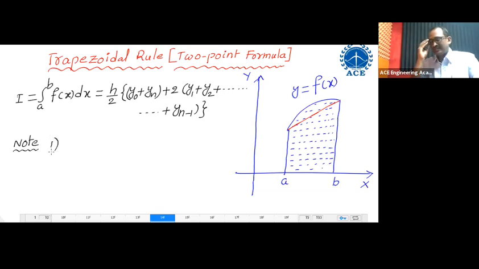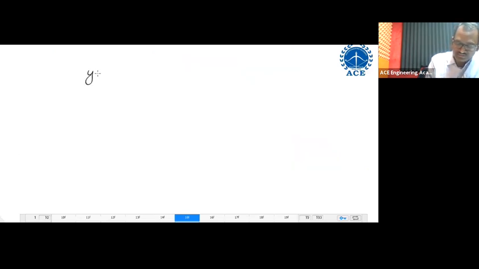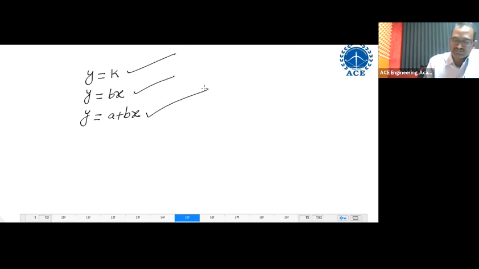And listen to me, everyone. To find the area under this curve in the trapezoidal rule, this curve is replaced by a straight line. What is the equation of the straight line? y is equal to k is the equation of a straight line. y is equal to bx is the equation of a straight line. y is equal to a plus bx is the equation of a straight line. All are straight lines only.